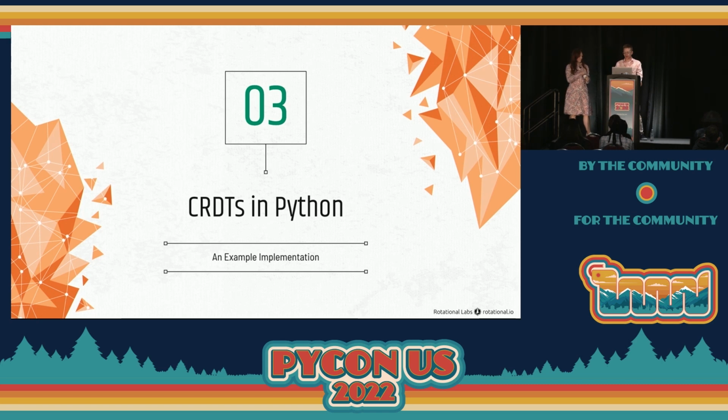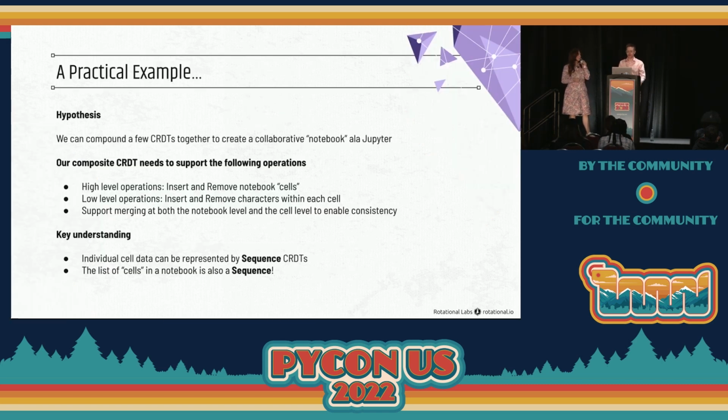Hey, everybody. So we are at a Python conference, so I thought it would be interesting to show how we built our little implementation of CRDTs in Python. And our idea here was we wanted to create a collaborative notebook that's kind of like Jupyter, but it's built using CRDTs from the ground up. So what that does is that allows us to basically facilitate a greater level of collaboration between me and Rebecca, for example.